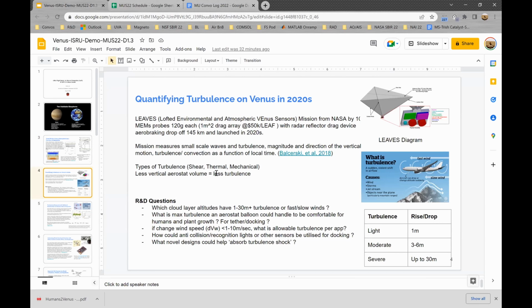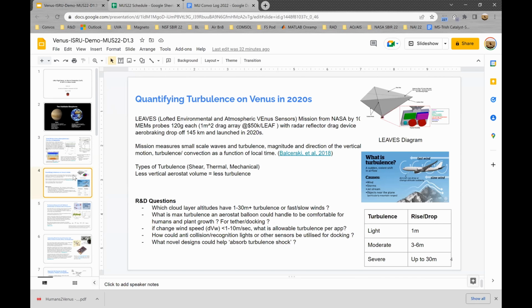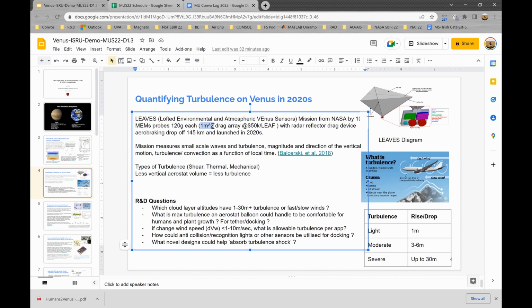And so trying to understand what are the effects of turbulence on habitability, it's awesome to see NASA and researchers pioneering the LEAVES mission, with plans to launch MEMS probes around 120 grams each, with a 1 meter drag array and aerobrake, dropped off from 145 kilometers, with the intention and purpose to really measure the small scale waves in turbulence and the magnitude and direction of the vertical motion and the convection.